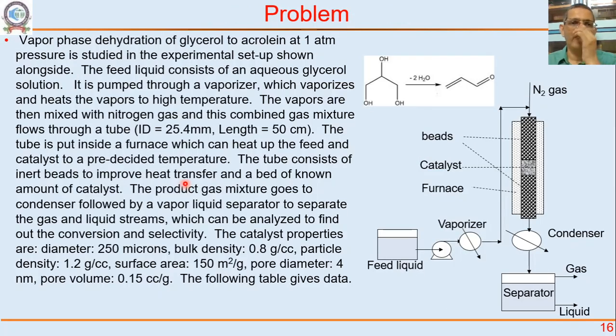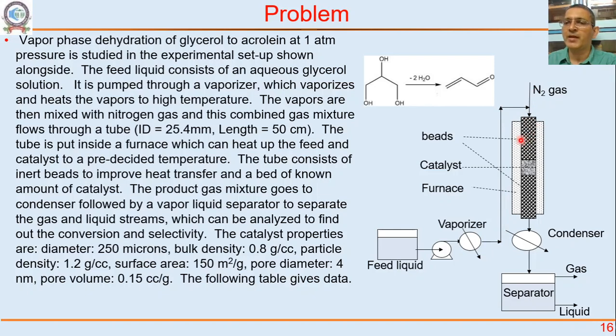Here is the problem. Vapor phase dehydration of glycerol to acrolein at 1 atmosphere is studied in the experimental setup shown. So glycerol, an aqueous solution of glycerol, is taken here. It is put through a vaporizer, so you get vapors of aqueous solution of glycerol, which means you have water vapor and glycerol vapors. You are using nitrogen gas just to dilute. It is going through this bed.